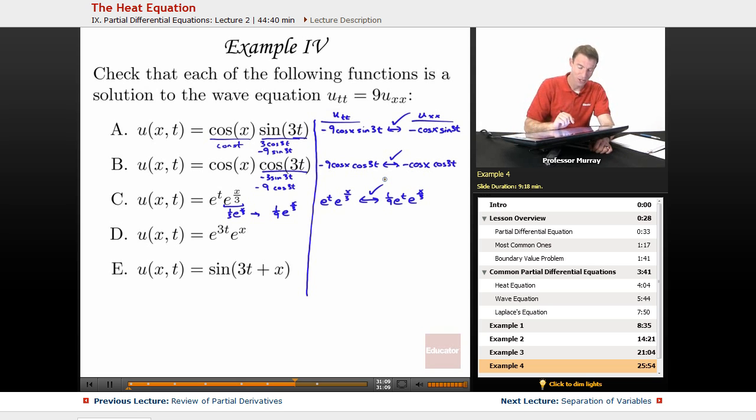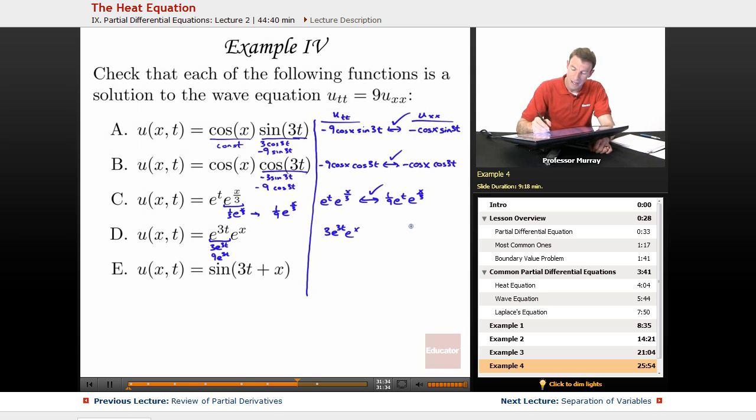Let's try that again with the next function. u of xt is equal to e to the 3t times e to the x. So u sub tt means e to the x is going to be a constant. e to the 3t, the first derivative is 3e to the 3t. The second derivative is 9e to the 3t. So we get 9e to the 3t times e to the x.